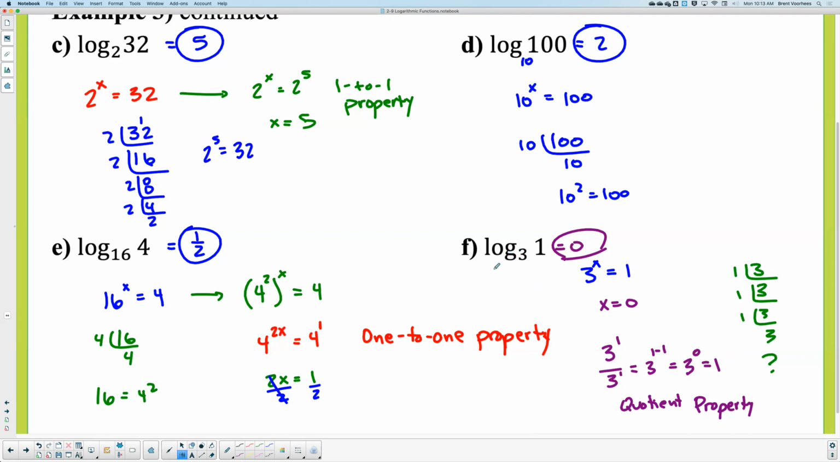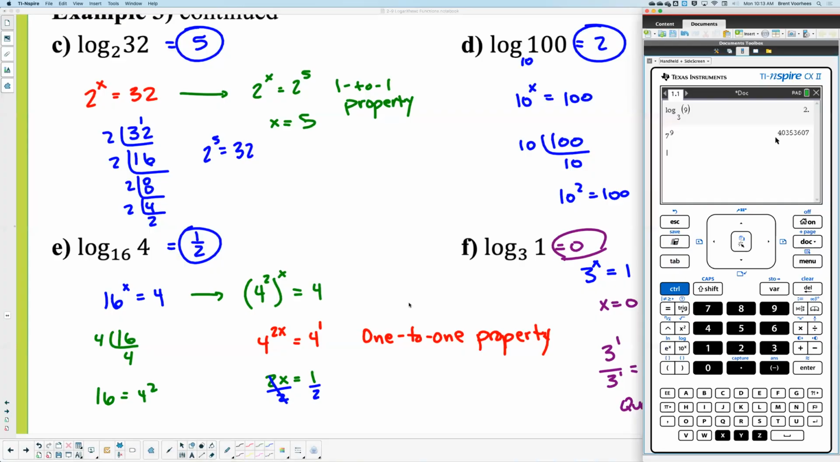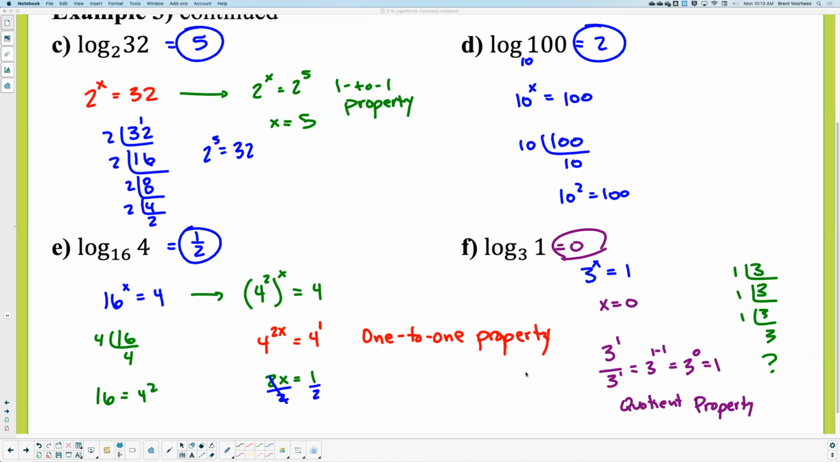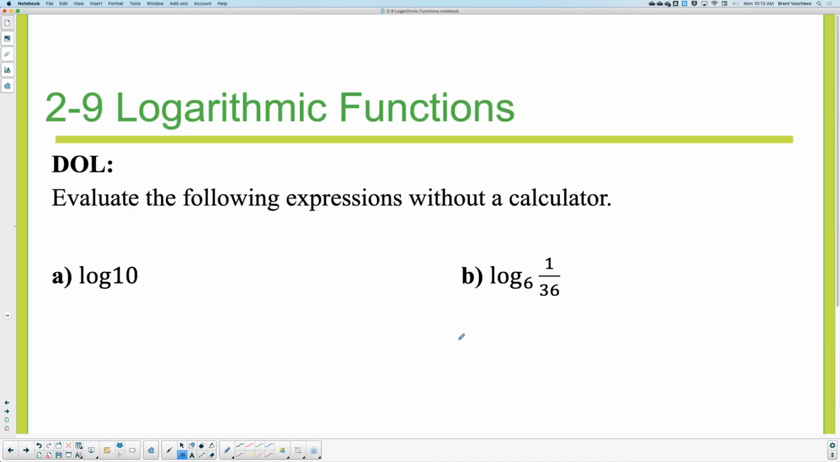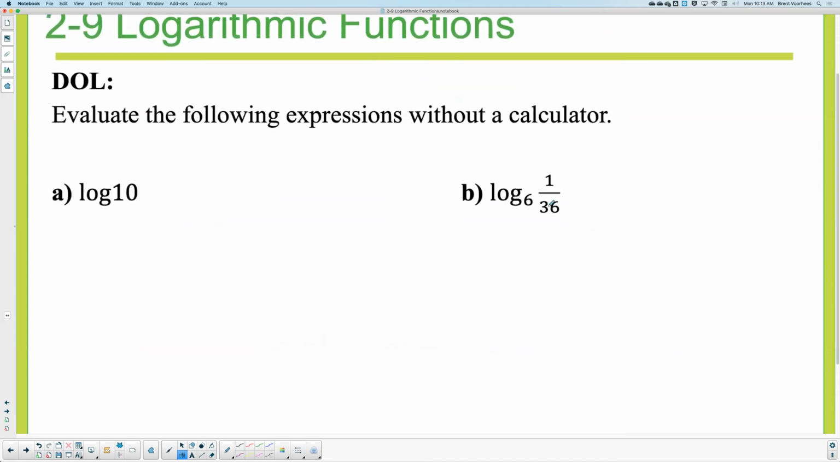If you type that in the calculator, have you tried that yet? Log 3(1), did it say 0? Test it. Log base 3 of 1. Does it say 0? Yes, it does. All right, your turn. Evaluate these two without a calculator.